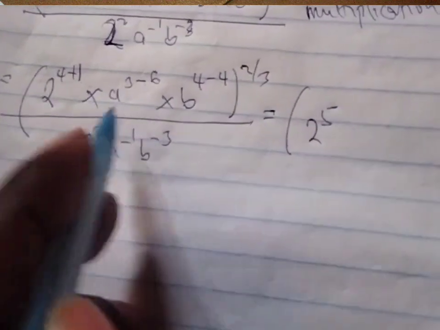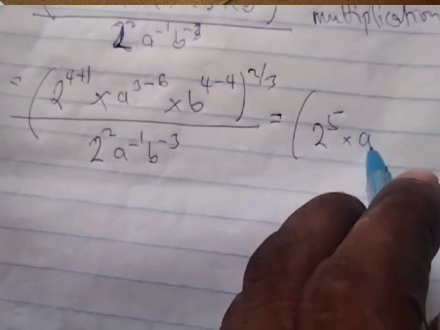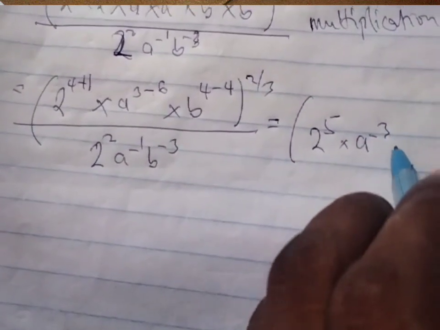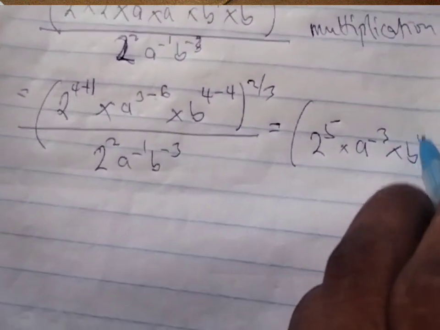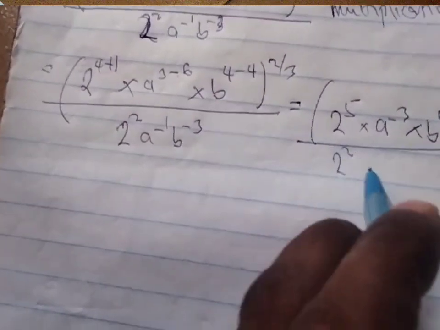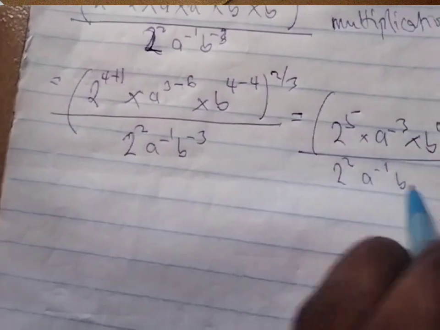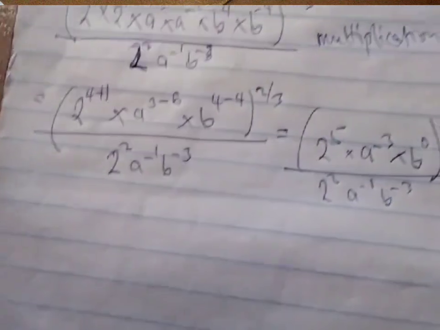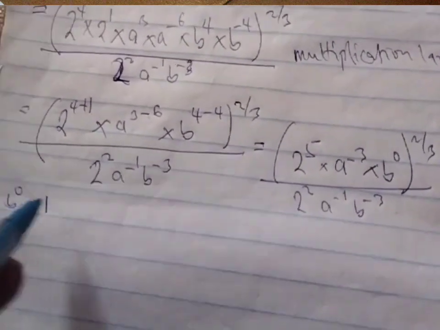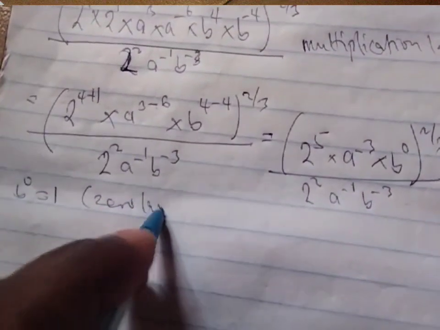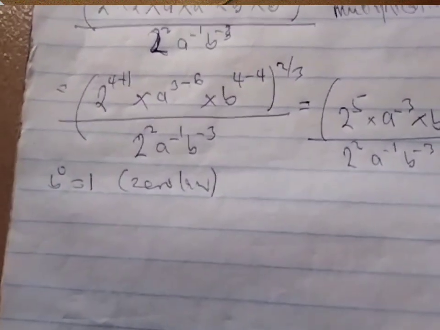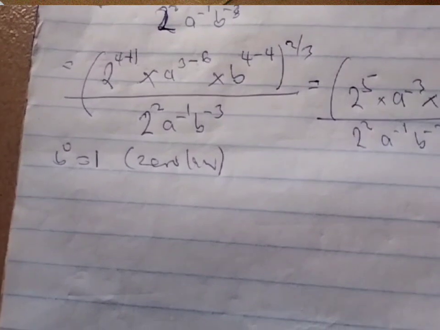Let's work with the next number there, the non-variables, times a raised to the power of what? 3 minus 6 will give us a raised to the power of minus 3. Then times b raised to the power of 0 in respect of 2 all over 3. Let's work with this: 2 raised to the power of 2, a minus 1, then b minus 3. You know that anything raised to the power of 0 is what? 1. We call this the zero law. Anything raised to the power of 0 is 1. So I'm yet to use my exponential power here.